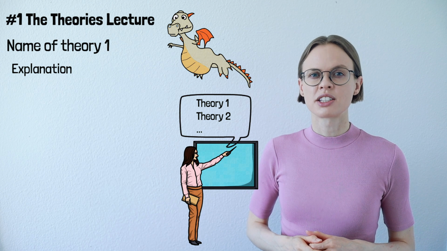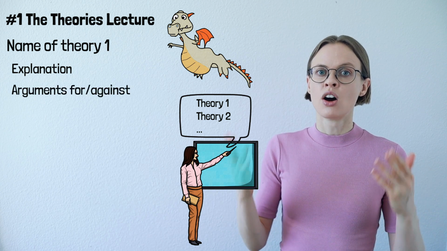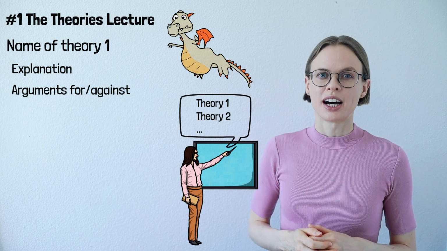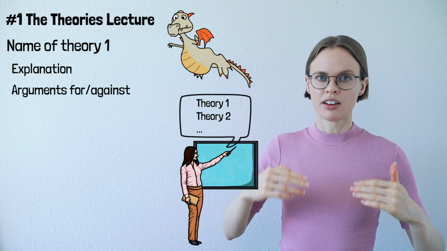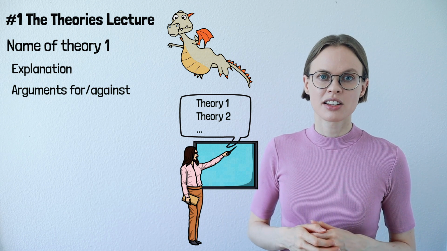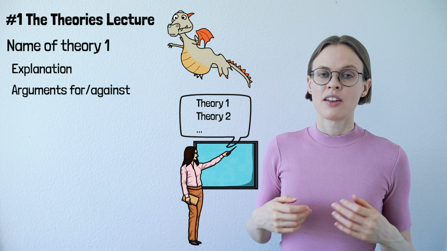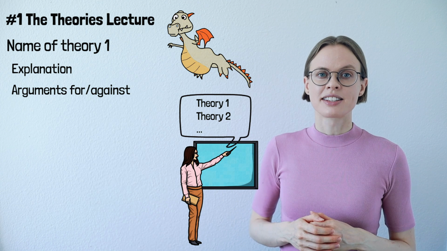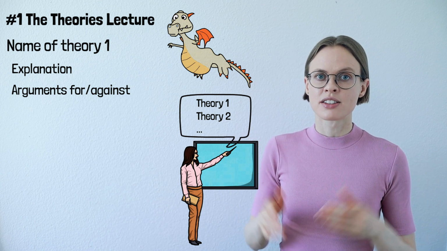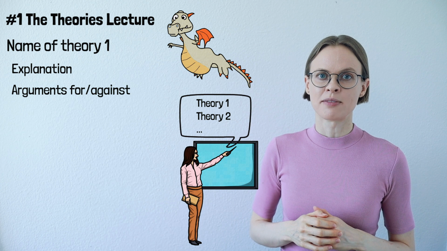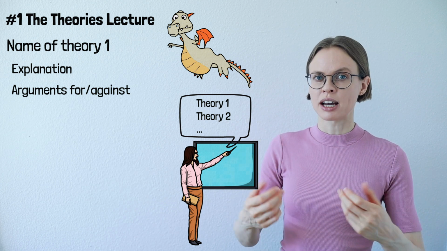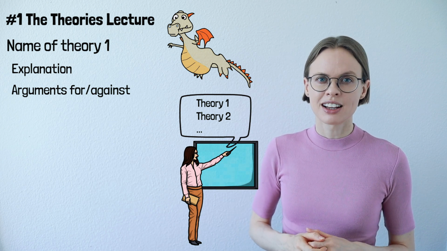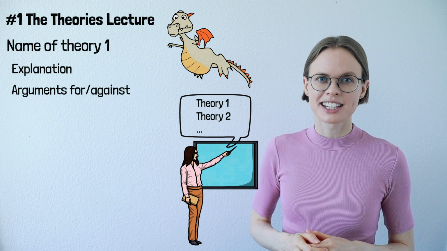After that, the professor usually states arguments for and or against this theory. Remember that this lecture is about several theories, and this means that these theories are competing. They present competing viewpoints on a specific topic. And so, of course, there are arguments for and against each theory. And if the professor talks about that, it's really important that you write this down, because it's very likely that you will get questions about that.